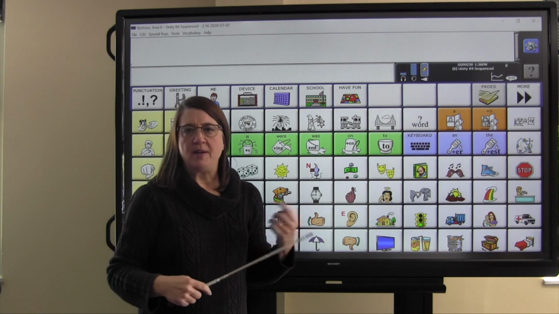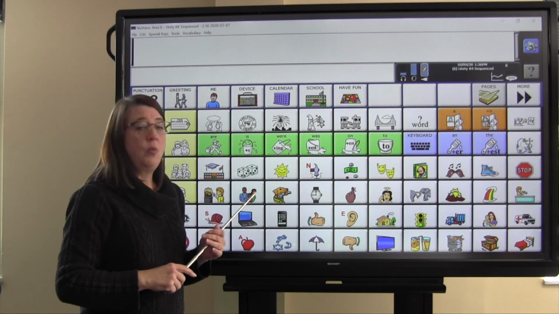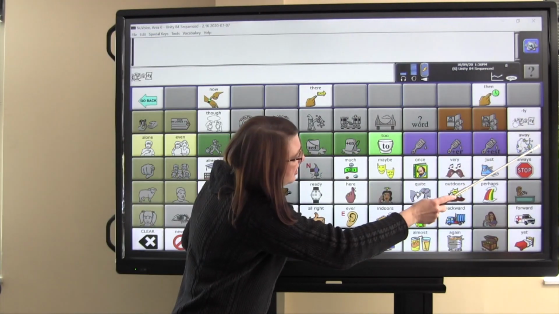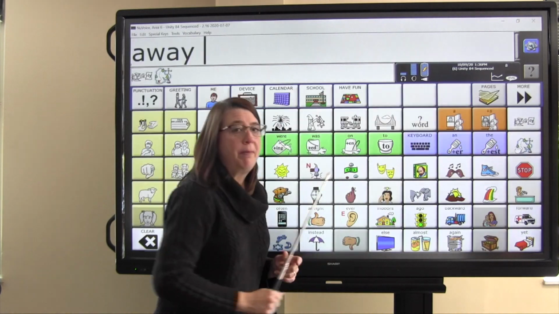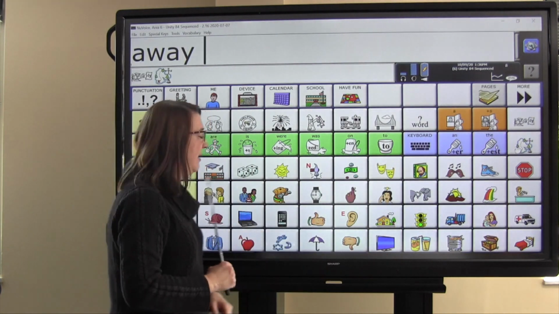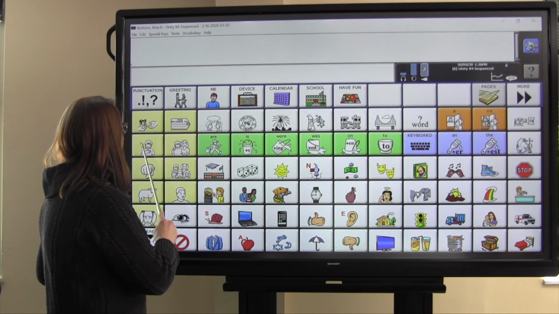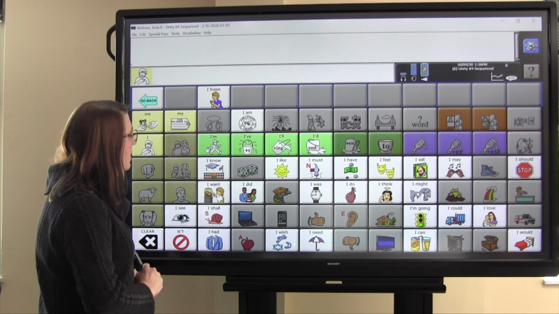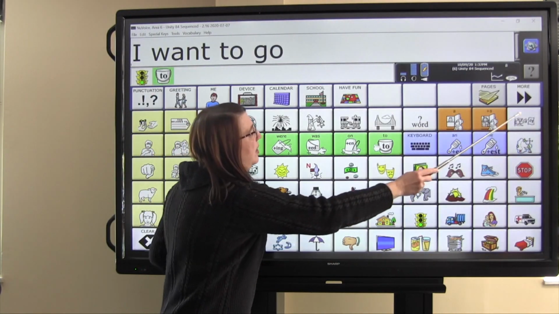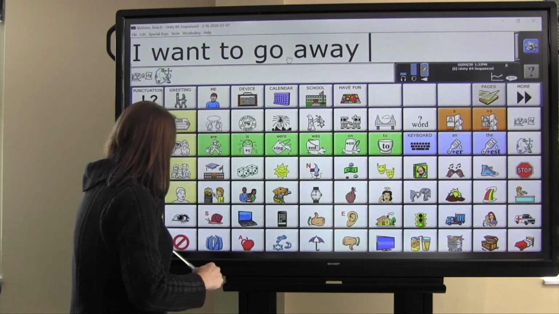A lot of times one of my clients, when he's finished with something, says, let's put it away. Away is one of those adverbs. And so if I select my adverb key and just come right down to my map, away, because when you're going to an island, you're going away, hopefully, right? So let's say I want to go away. I plus our want icon. I want to go away.